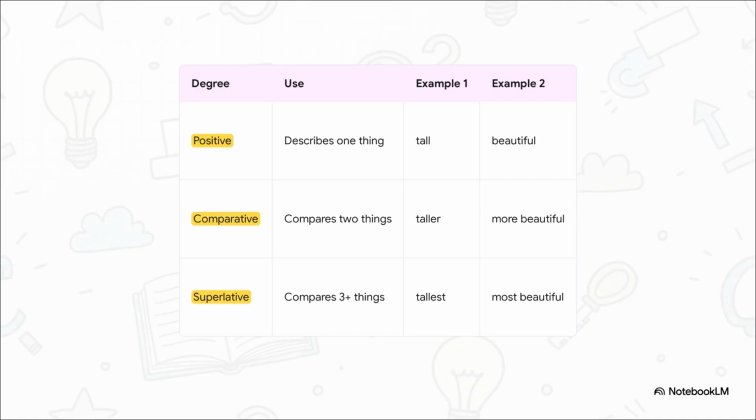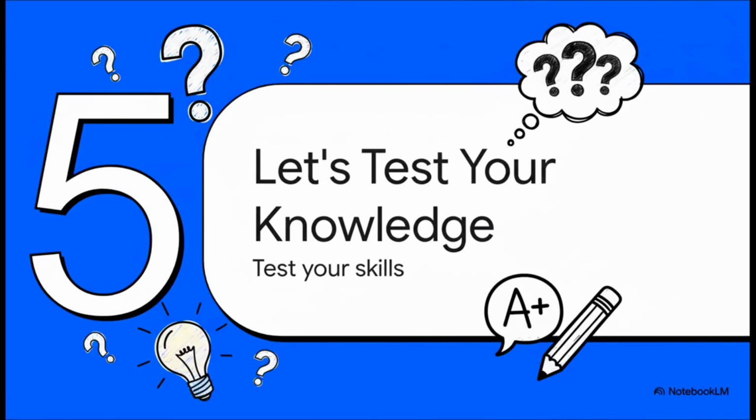And when you want to compare 3 or more things and crown a champion, you go all the way to the superlative, the tallest, the most beautiful. It's that simple. Good, better, best. Okay, that's enough theory. We've talked about the types, the order, and how to compare. Now it's time to see what you've learned. Let's do a quick quiz. All you have to do is find the adjective.